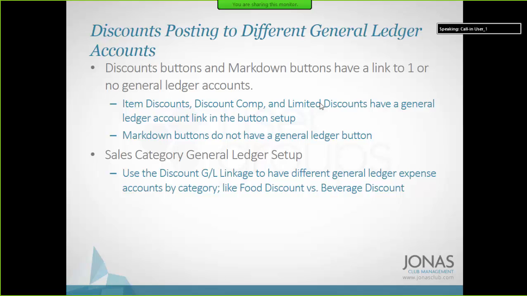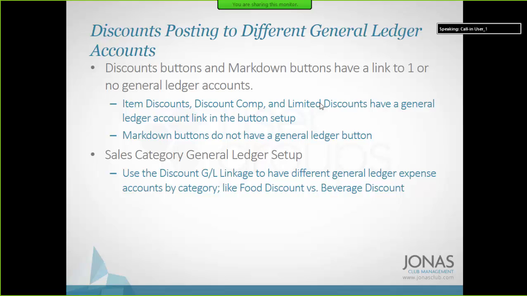So as we talked about, you've got item discounts and discount comps that basically are linked into a specific GL account. If you're trying to use the markdown button, a lot of clubs don't like the markdown button from the accounting side because that missing revenue is not accounted for on the general ledger. You can use the markdown and you can tie it to a general ledger account.